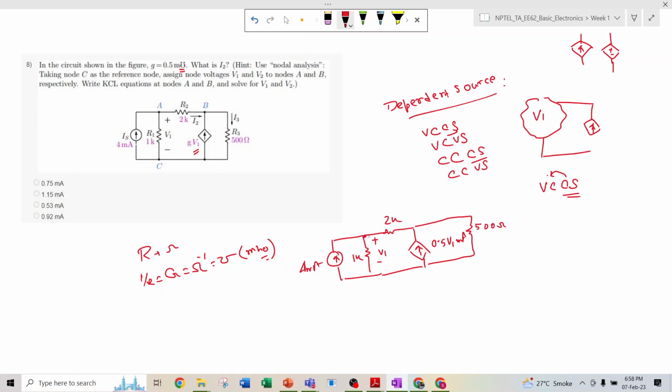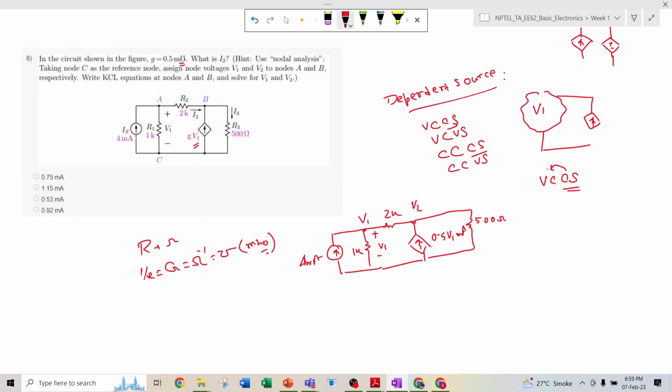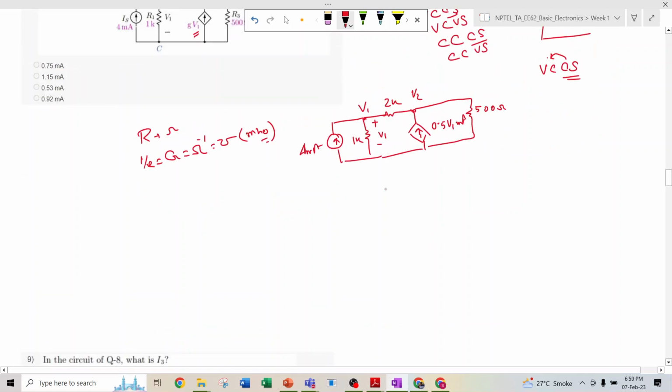So basically here it has one node V1. Consider this as V2. So we can write the current, using KCL over here. V1 divided by 1, that is the current flowing in this direction, plus V1 minus V2, because here the potential is V2, so the net potential is V1 minus V2 divided by 2. That current will flow in this direction, and is nothing but the incoming current in this node. Incoming current is 4 milliampere. So it will be 4.